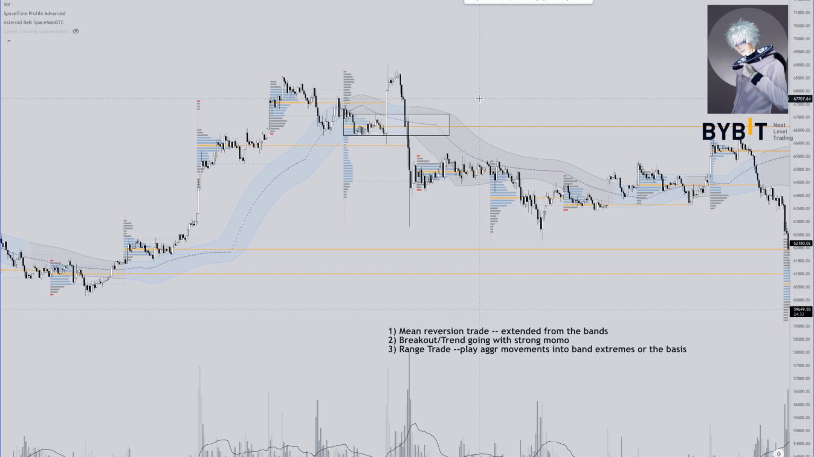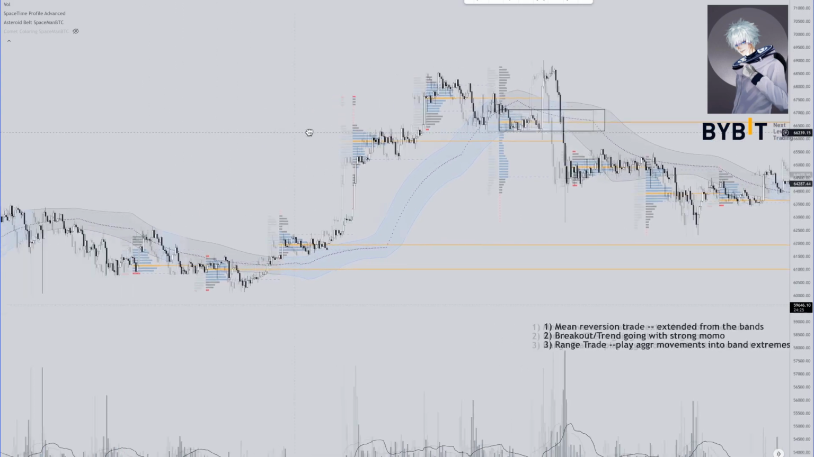If you're looking at it on a bigger time frame, then maybe you're just playing the range within a much bigger band, right? And this is where multiple time frames and multiple bands can kind of help you. But yeah, that's one example.